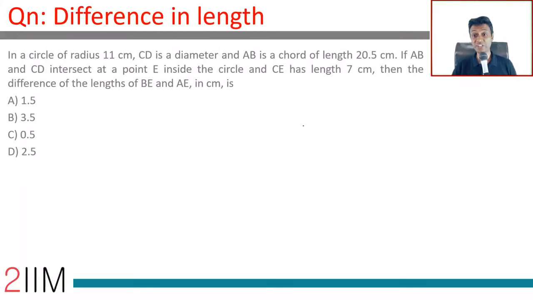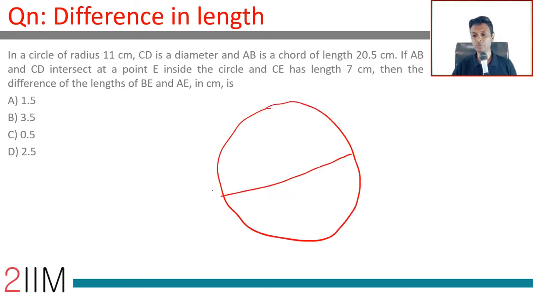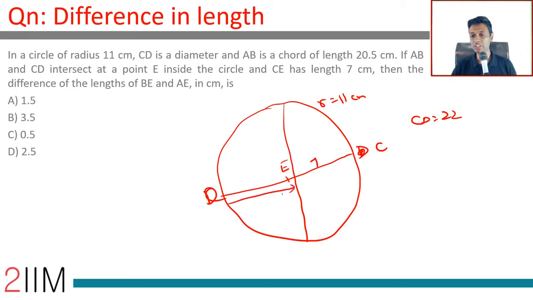In a circle of radius 11 centimeter, CD is the diameter. So CD measures 22. Radius is 11. AB is a chord of length 20.5. So it is very close. CE has a length 7. So I should mark this as D, this is C, because I put the center here. I'll call this E. CE is 7 or DE is 15. AB is 20.5.